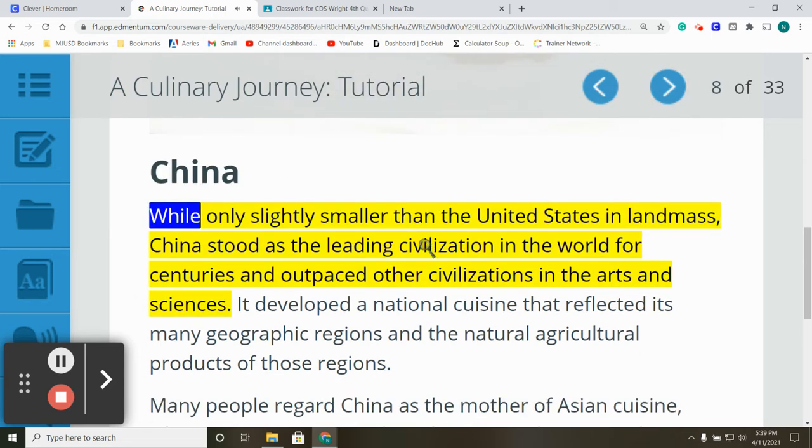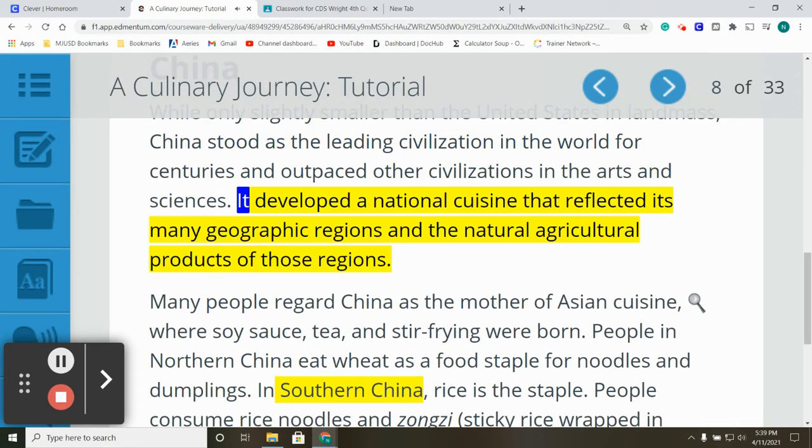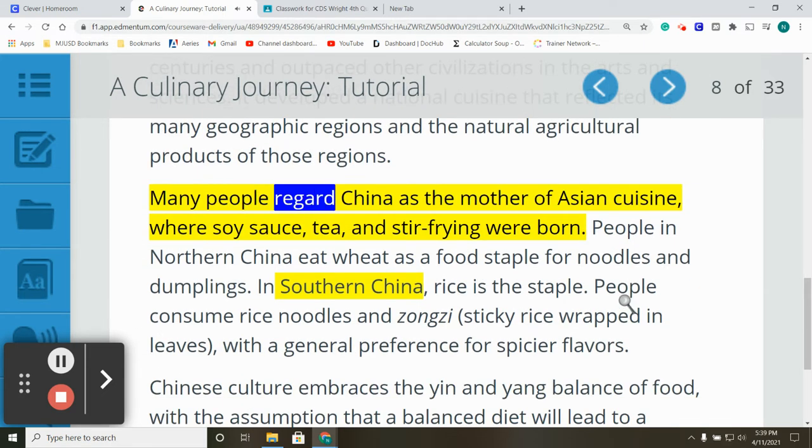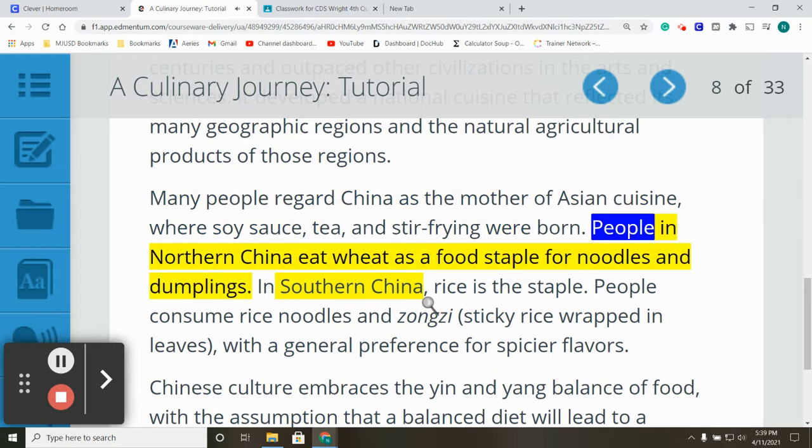China. While only slightly smaller than the United States in landmass, China stood as the leading civilization in the world for centuries and outpaced other civilizations in the arts and sciences. It developed a national cuisine that reflected its many geographic regions and the natural agricultural products of those regions. Many people regard China as the mother of Asian cuisine, where soy sauce, tea, and stir-frying were born.